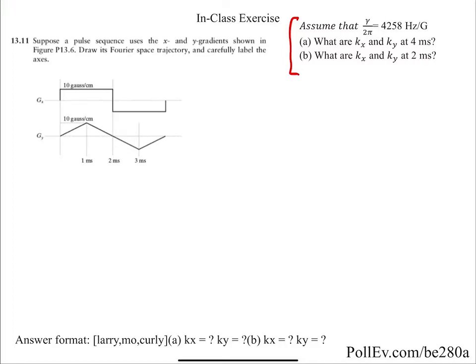So on Poll Everywhere, I'm going to open up the poll. And once again, feel free to talk with your colleagues. There's 2 questions to answer. Question A, what are kx and ky at 4 milliseconds? So 4 milliseconds would be here. And what are kx and ky at 2 milliseconds? And then after we do that, we're going to draw the plots together. So just talk about that for a few minutes and then submit your answers. I'll open up the poll.